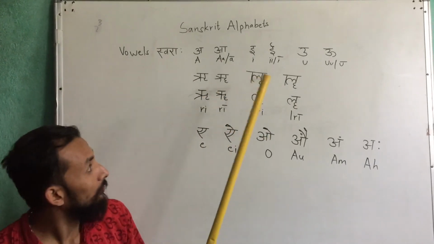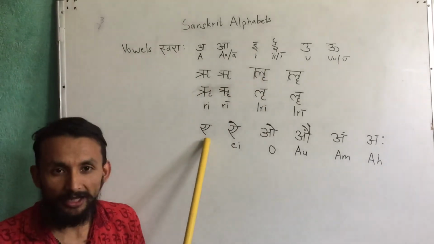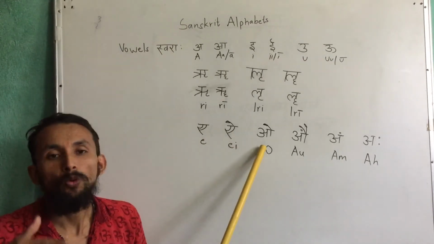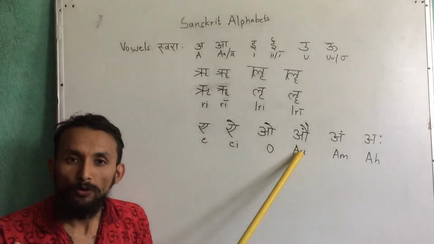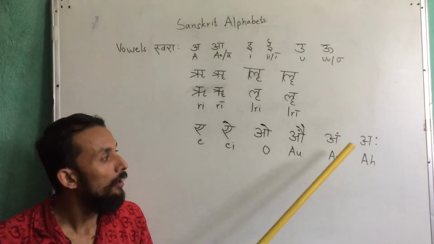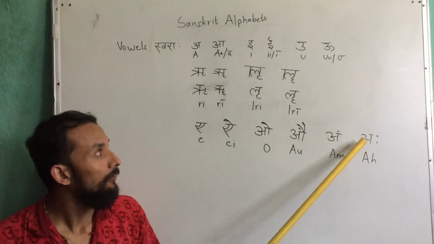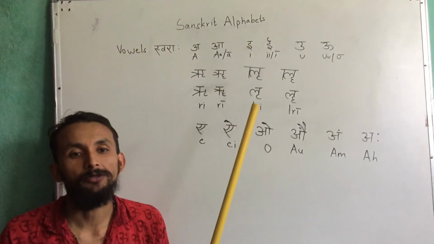Similarly, the rest of the vowel sounds are a, and this is I. This is longer. O, au, aha. These are the vowel sound used in Sanskrit.